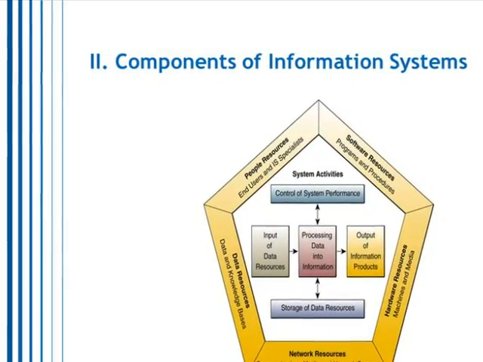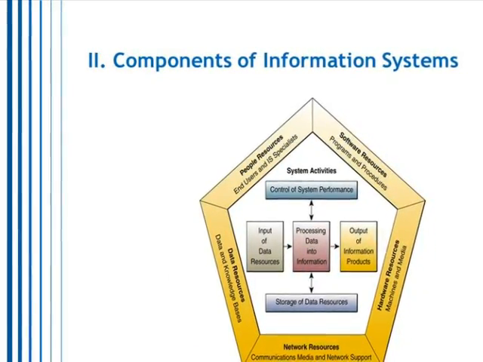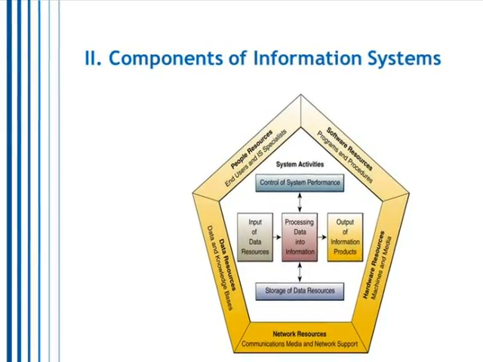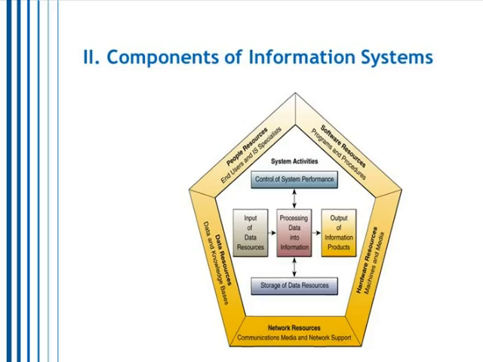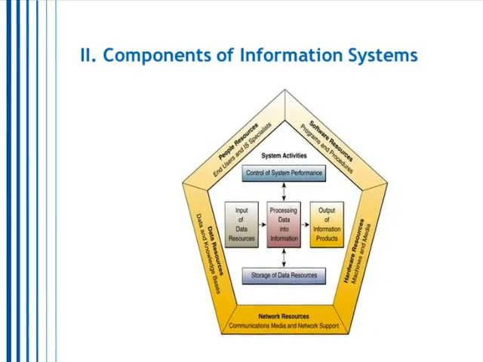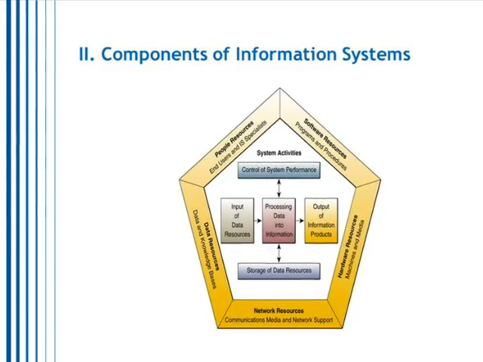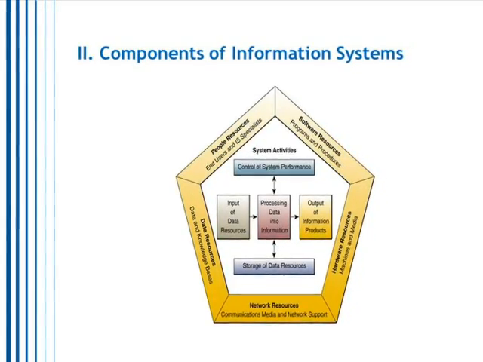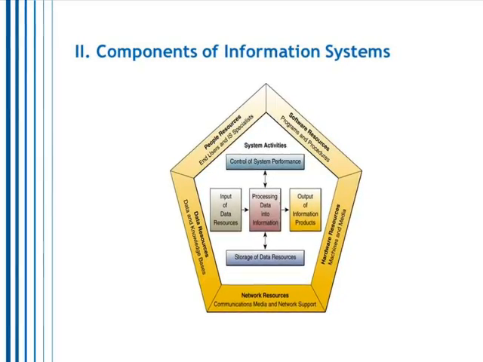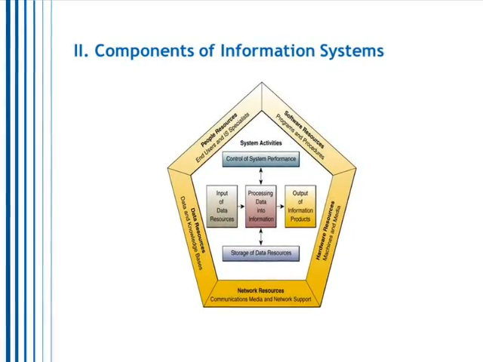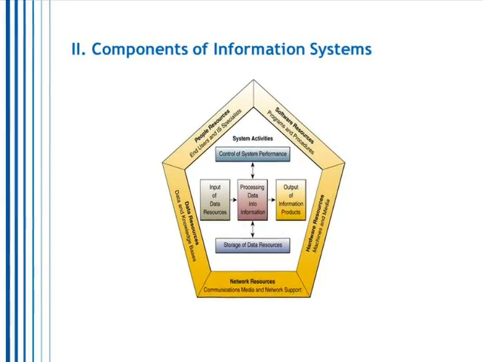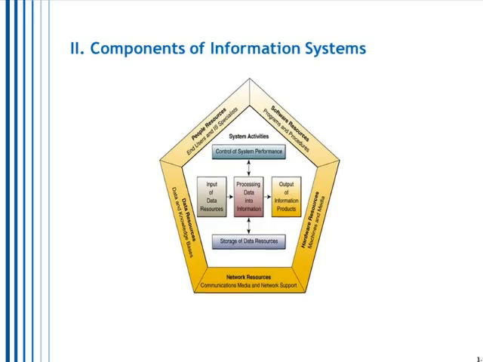So as a reminder, here are the components of an information system more broadly put. In addition to input, processing, and output, and control and feedback systems, we now have data storage. We also have in the outside box, in the border, people resources, software resources, hardware resources, network resources, and data resources. All of those are combined into a fully functioning information system.